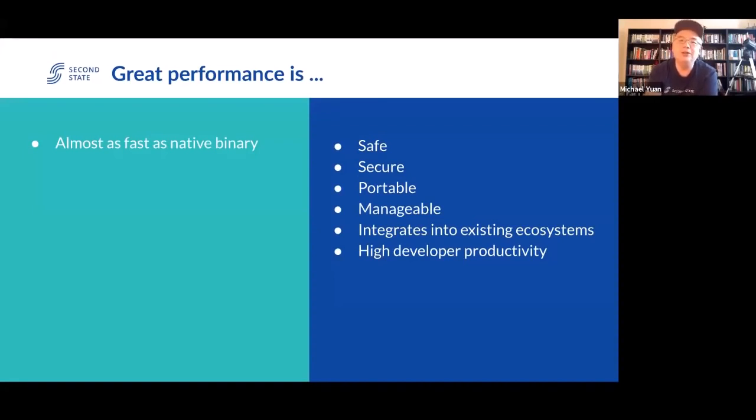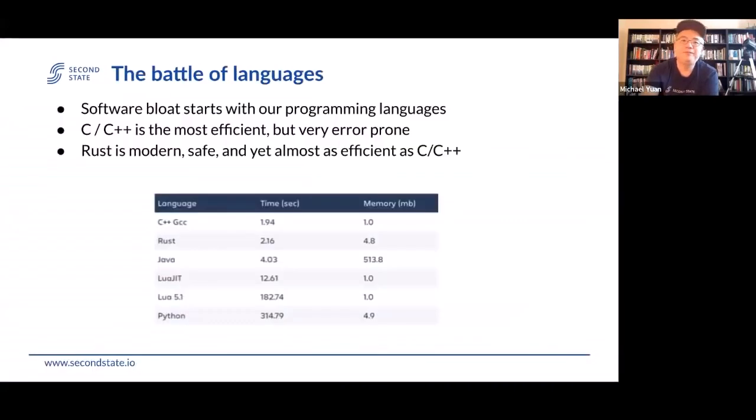So what's our answer? Well, the first thing we need to really think about is choosing a battle of programming languages, right? If we want to write high performance applications, like the science paper also alluded to, the software bloat starts with our choice of programming languages. I frequently refer to C and C++ as the most efficient, but not for everyone because of the safety and the portability and other things that we described.